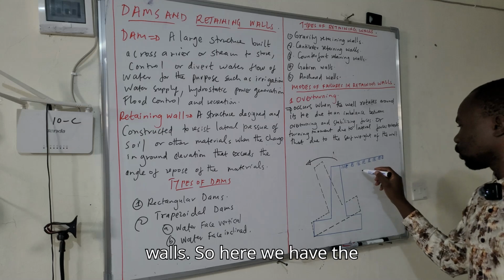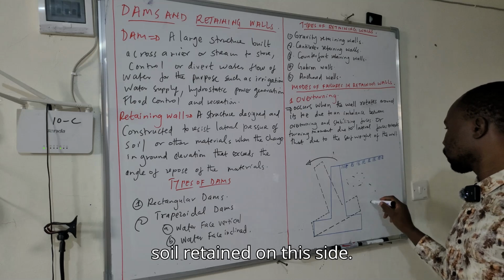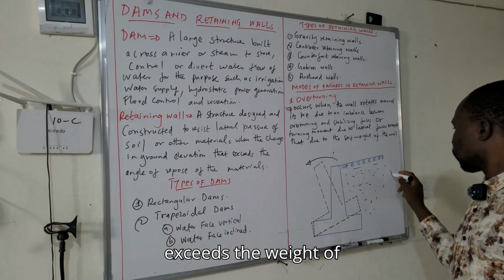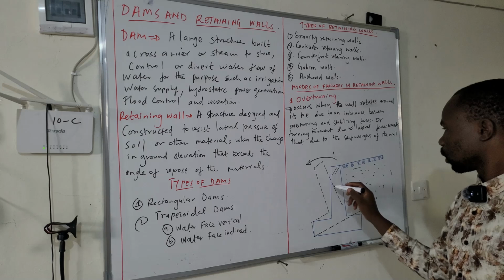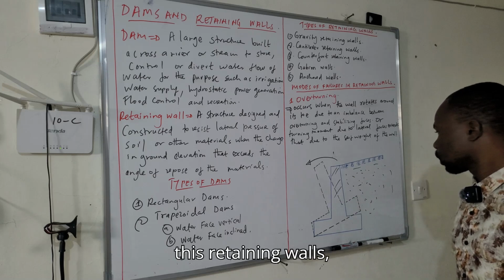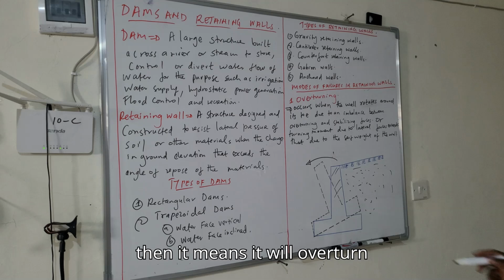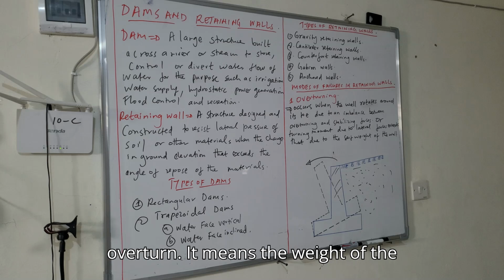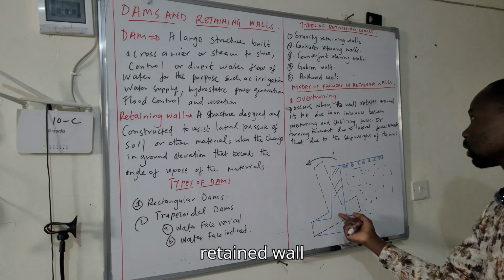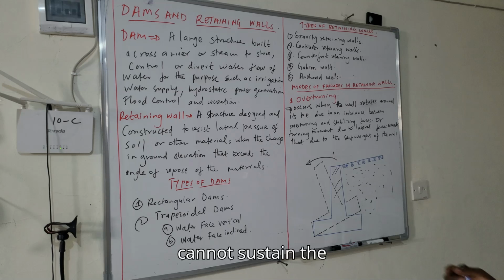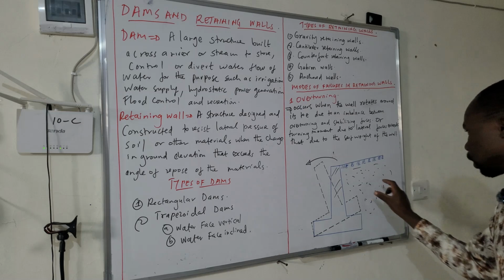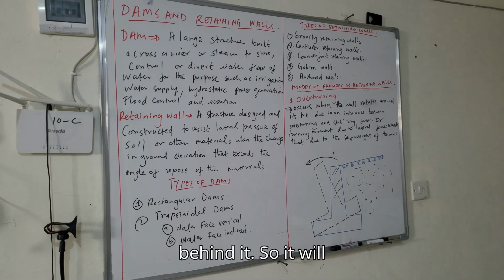So here we have the soil retained on this side. If the pressure of this soil exceeds the weight of this retaining wall, then it means it will overturn this way. It means the weight of the retaining wall cannot sustain the lateral pressure of the earth behind it. So it will fail by overturning.